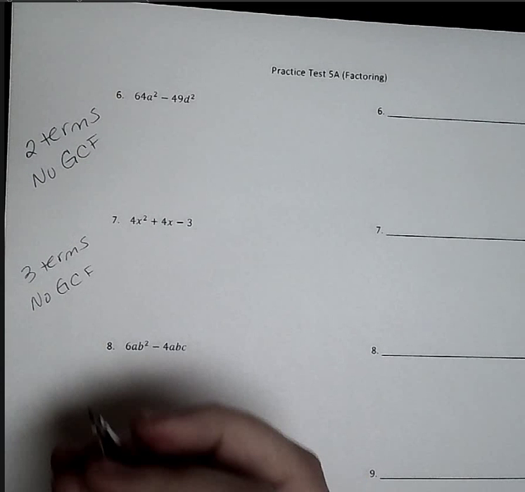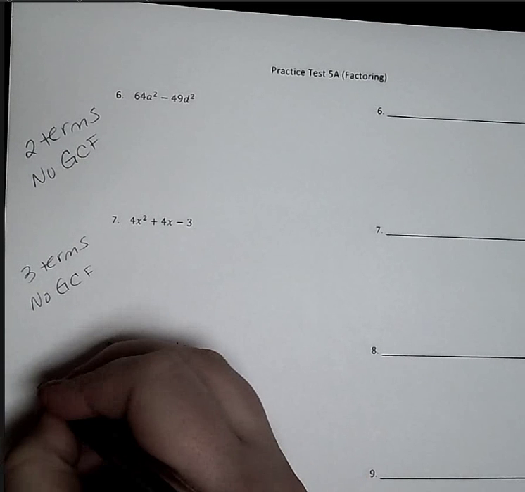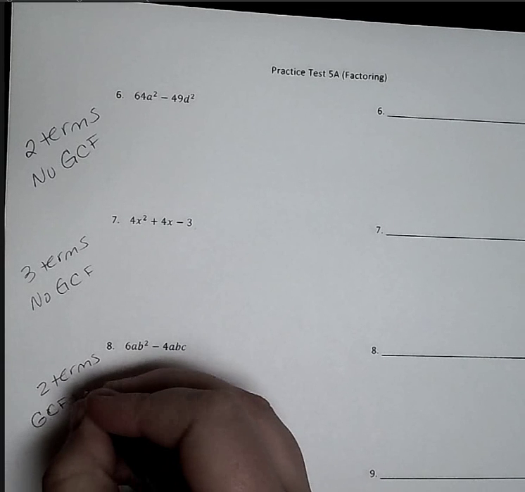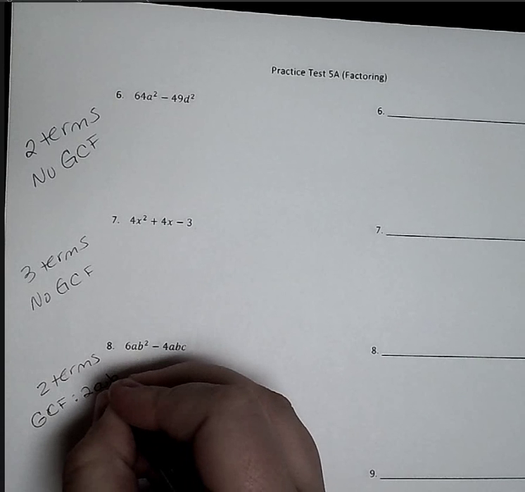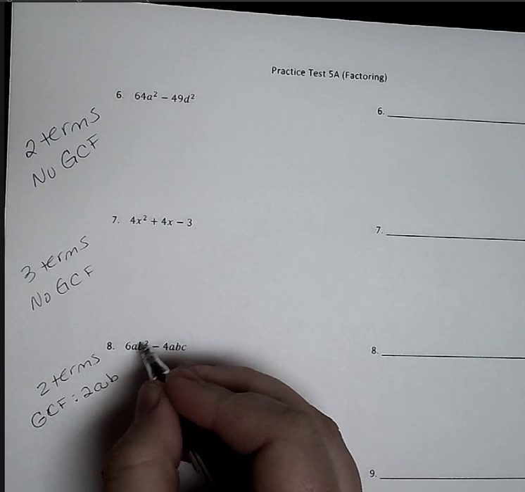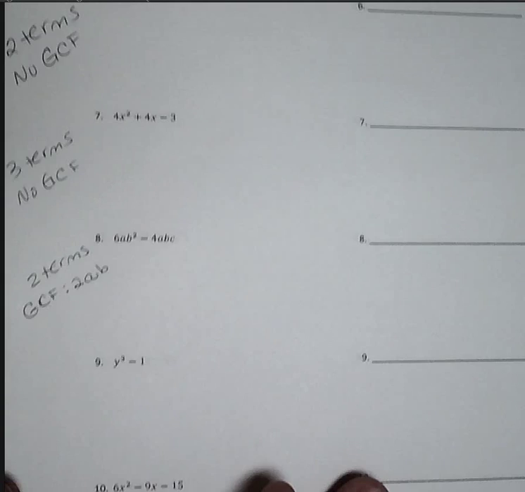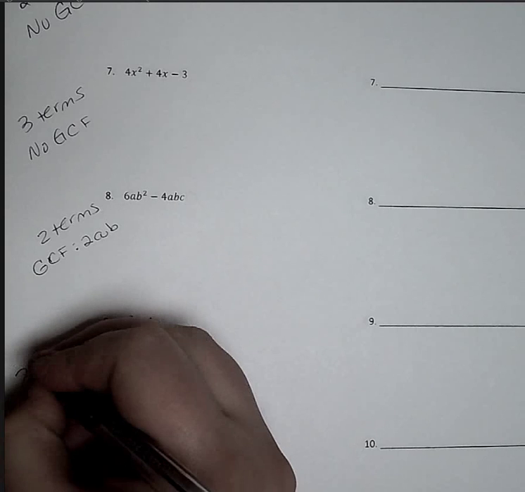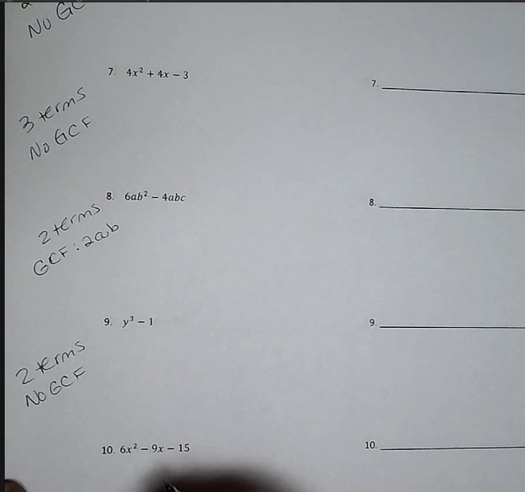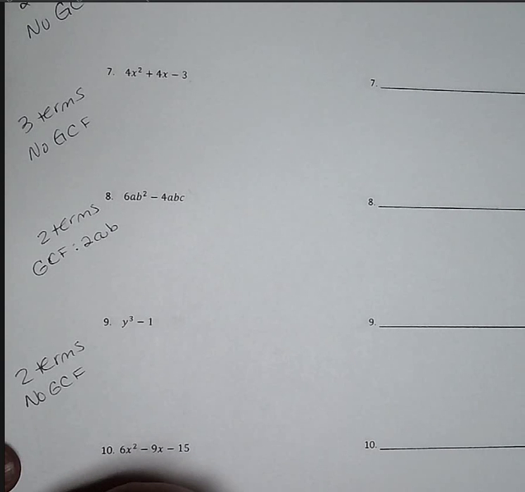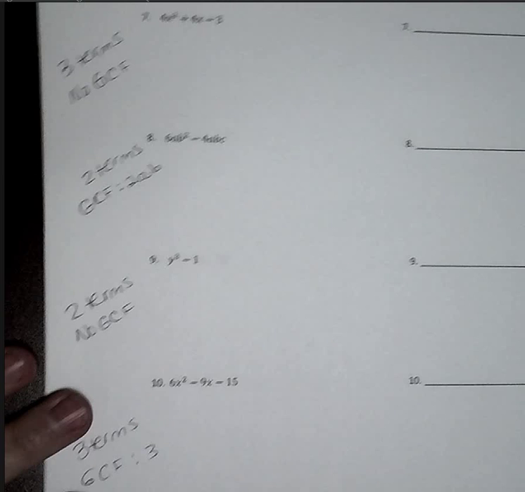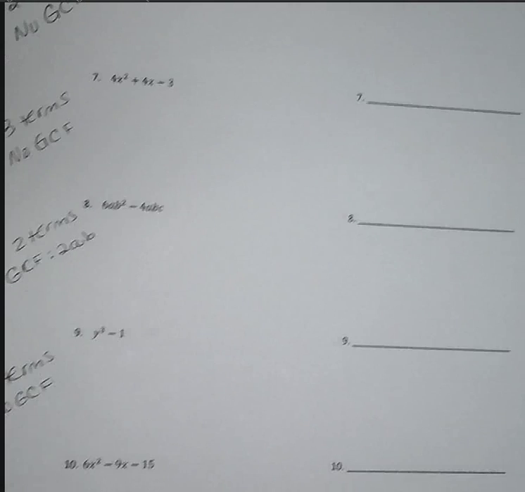Here there's 2 terms, and there is a GCF of 2AB. Remember, we can't take a C out because there's a C here, but there's not a C over here. Here there are 2 terms and no GCF. Here there are 3 terms and then you have a GCF of 3. Okay? So now let's go back up at the top.